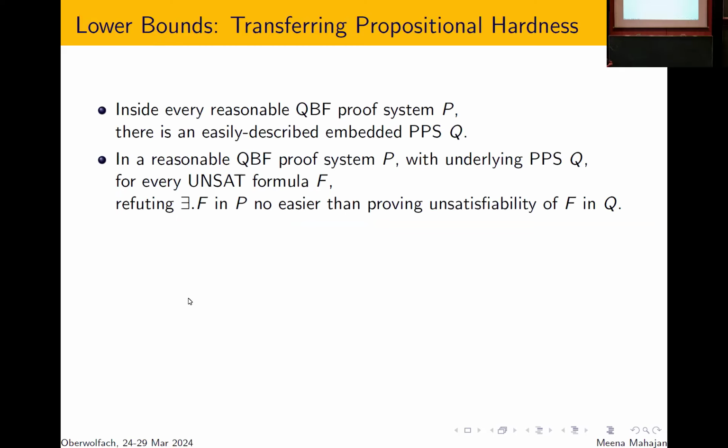So first, let me talk about transferring propositional hardness. Inside every reasonable QBF proof system, there is a propositional proof system embedded. The way I described the systems earlier, we in fact started with the embedded proof system explicitly and then augmented it up. But even if you thought of some other way of coming up with a QBF proof system, inside it there is a propositional system. And therefore, if I give you a QBF formula which does not have a universal quantifier, and there is a lower bound for it, that is a lower bound for this system.